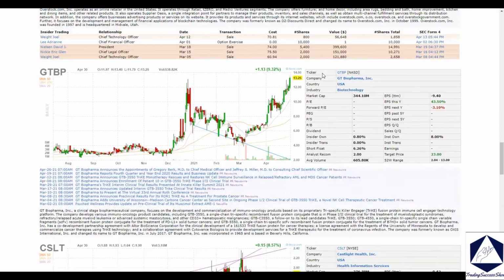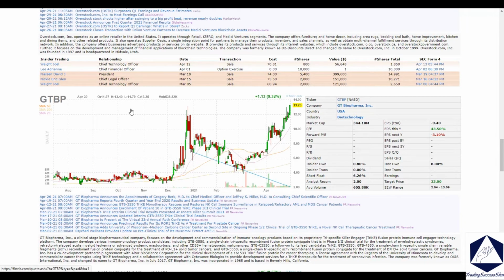Next one is going to be GTBP. Right now we're putting up a double top, and what did I say about a double top? It always means reversal. Not all the time, but about 8 times out of 10 they reverse. So keep an eye on this level. If we break $13.50, we should continue moving higher. Overall, keep an eye on GTBP.